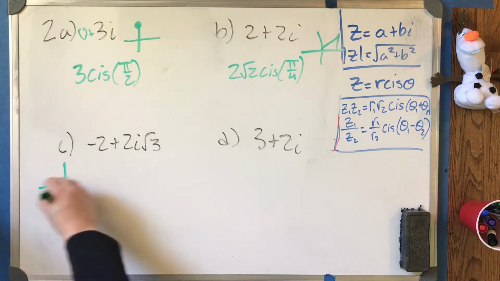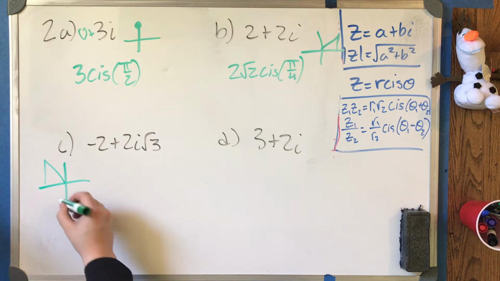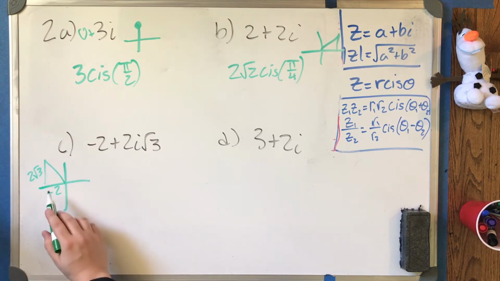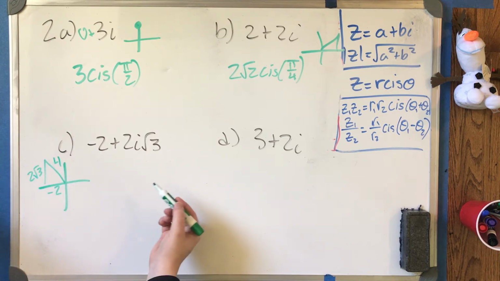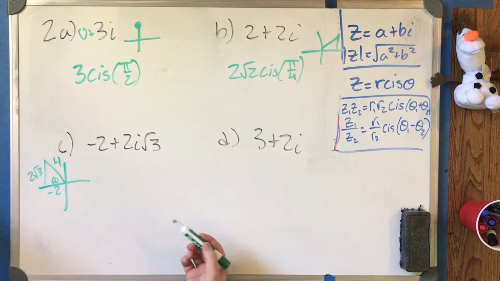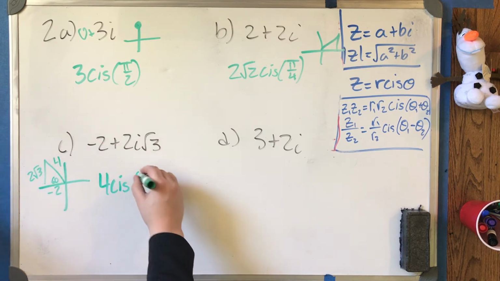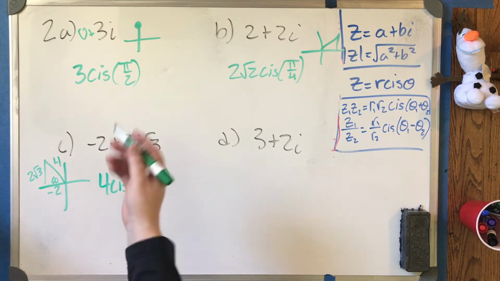When I'm down here, and I go to graph this, it's going to be up here. So we have negative 2, and then 2 rad 3. So this is following the pattern x rad 3, so this would be 2x. This is going to be 60 as a reference angle. So radius is 4, cis. Angle is going to be 2 pi over 3. So we're done.